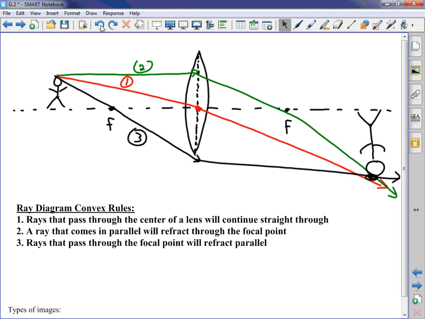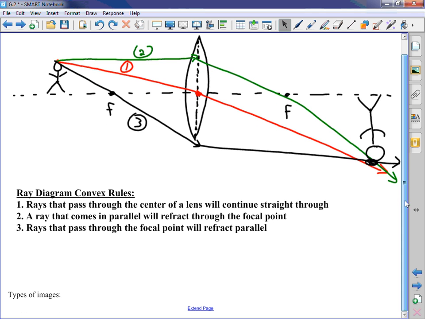So I did the rules for the head, right? And figured out where the head was, and then whatever's on the principal axis will remain on the principal axis, right? So this would be an upside down, real, and it looks like it's a little bit bigger, magnified, blown up a little bit larger image. I'll get that. Let's get to that right now.